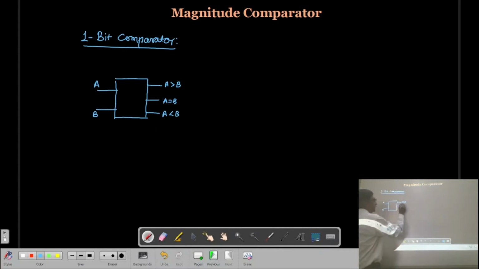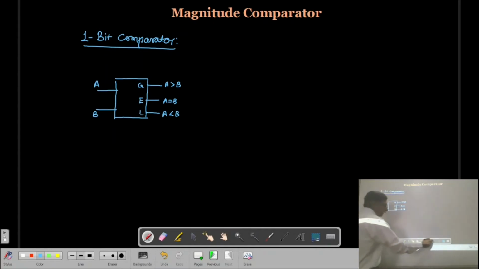Now the output for A greater than B we call G, the output for A equal to B is called E, and the output for A less than B is denoted as L. So this is the diagram for a 1-bit comparator. Now what will be the circuit diagram? For that we have to prepare the truth table, and from the truth table we write the Boolean expressions that will generate the comparator circuit.